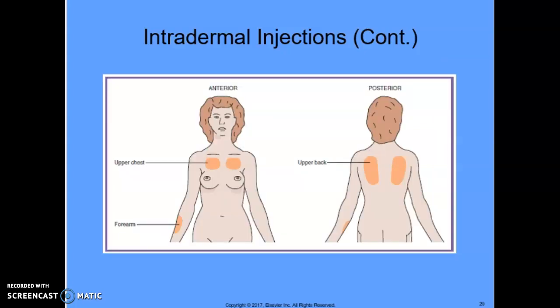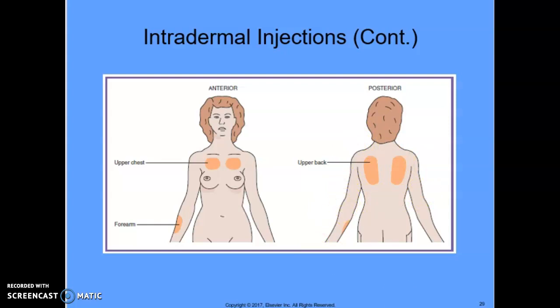Here are the locations. Again, we said upper chest, forearm, which is what we'll be using in our injections, and then upper back. Upper back is most commonly used in allergy testing.